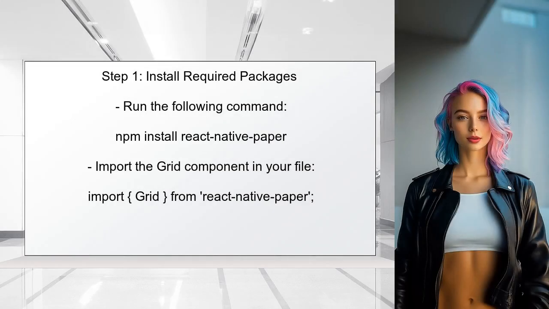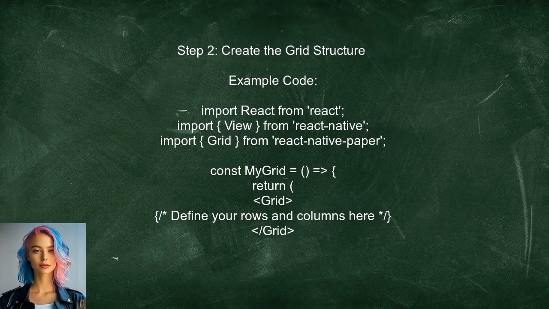To set up a grid layout in React Native, the user should start by installing the necessary packages. A popular choice for grid layouts is the React Native Paper library, which provides a grid component. Next, the user should create a basic structure for the grid layout. This involves defining a container and using the grid component to set up the columns and rows.